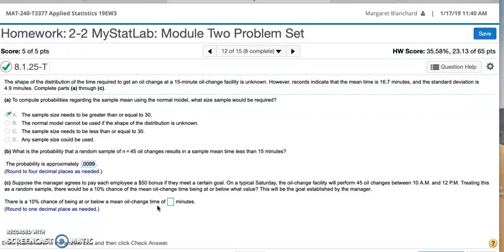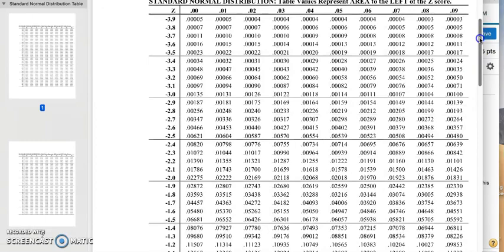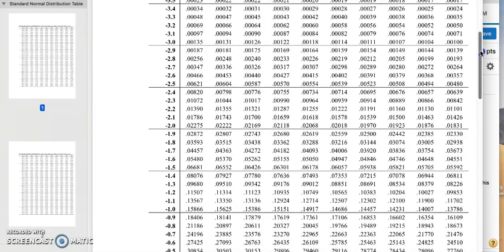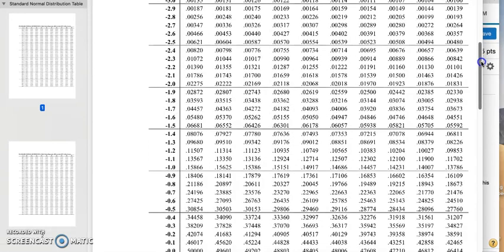The first thing I want to point out: we are looking for where there's a 10% chance of something happening. That's the same thing as saying the probability is 0.10. Remember, you just divide by 100. So let's go to our standard normal distribution table, the one that was in the PDF I put in the announcement this week. We're going to look for the closest value to 0.10.